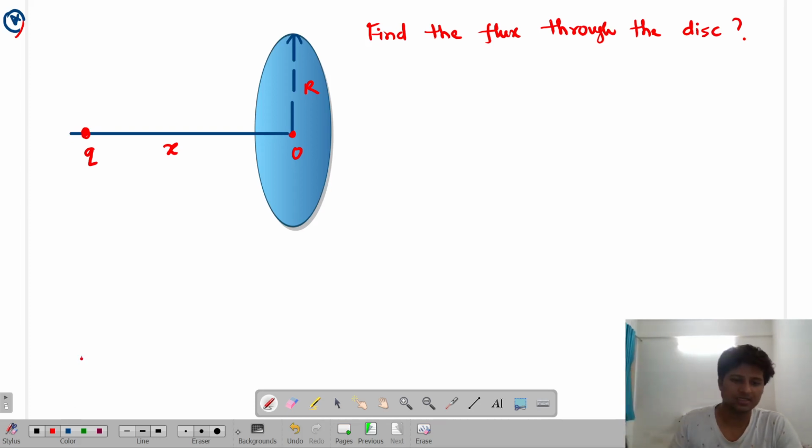I'll give you a hint. Let's suppose if it had been a ring, then what would I have done? I would have just found the electric field over here due to this charge and multiplied it with the area. That's all. That's what my flux is, isn't it? But here I have a disk. Are you able to get me or not?